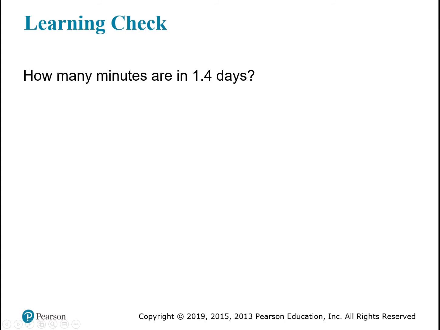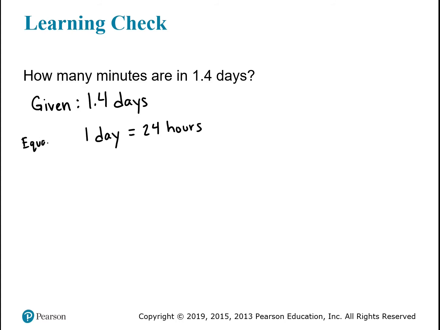How many minutes are in 1.4 days? The question is simple enough that I'm not going to rewrite it. We are given an amount of time, which is 1.4 days. But we also know something about time because we've kind of been around for a while. 1 day is equal to 24 hours. That's our first equality.